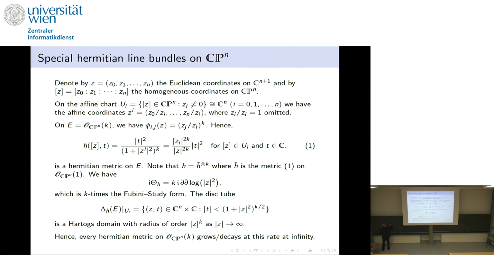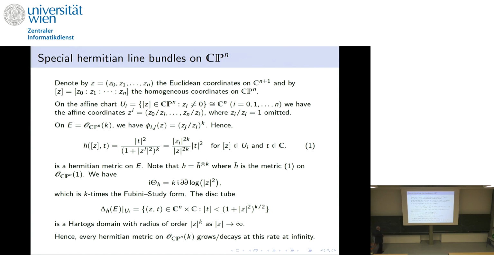So this is my disk bundle restricted to this chart. Let's call this domain omega. It's a Hartogs domain whose radius grows at least linearly, in this case bigger or equal to 1.